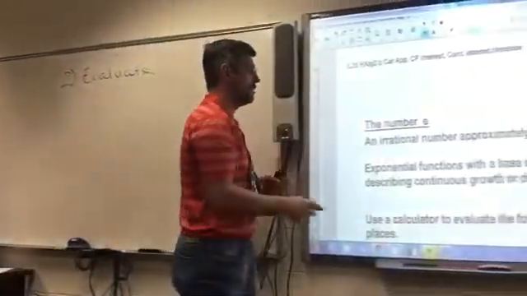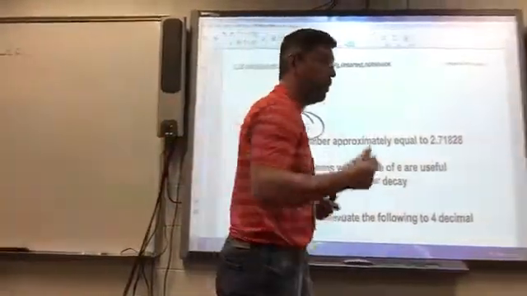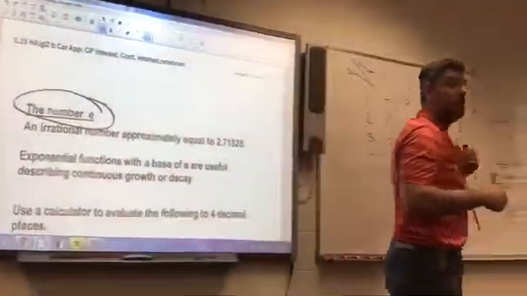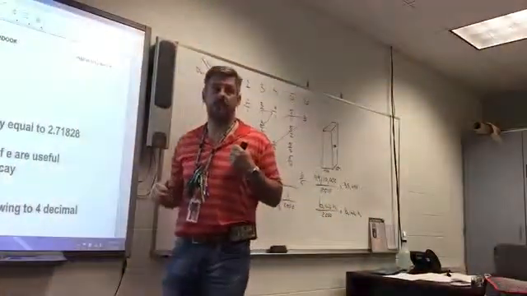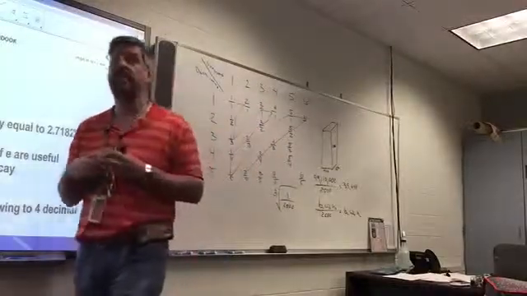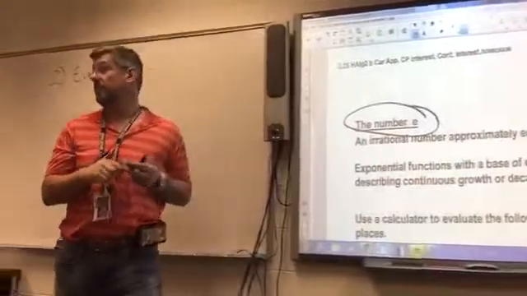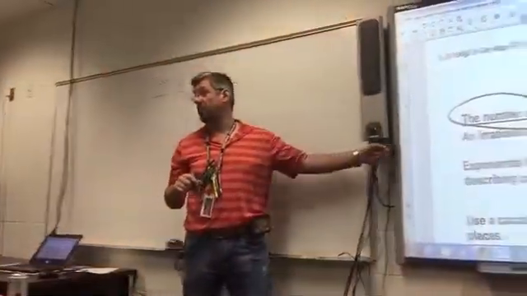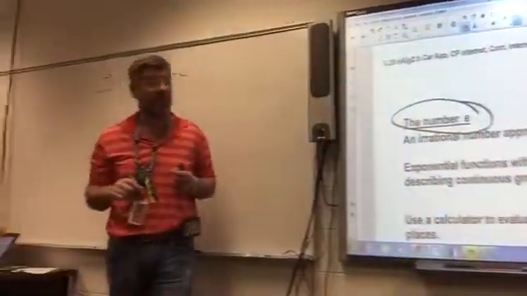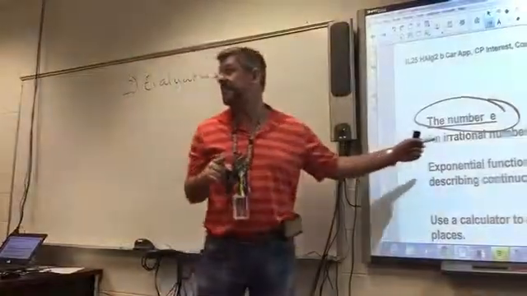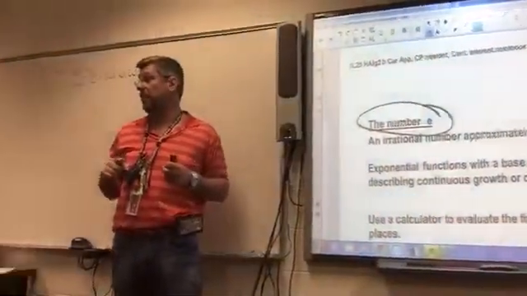The number is this guy. Where did we see this number before? Natural log. Natural log was 1. And we also did some exponent stuff with this guy, right? This is the number of natural growth.